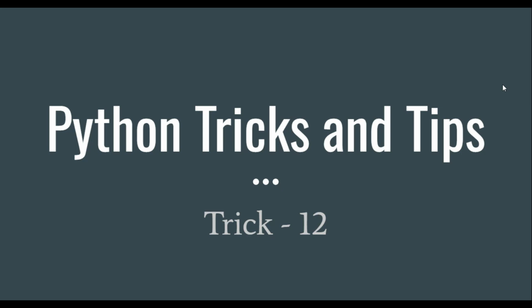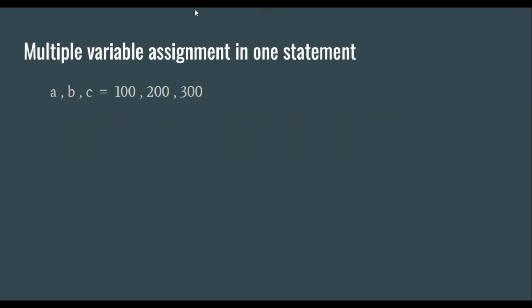So as we are seeing Python tricks and tips, here is our next tip. Here in Python you can do multiple variable assignment in one statement. Here I have taken variables A, B and C and I have assigned them 100, 200 and 300. So 100 will go in A, 200 will go in B and 300 will go in C. In this way you can do multiple variable assignment in one statement in Python.